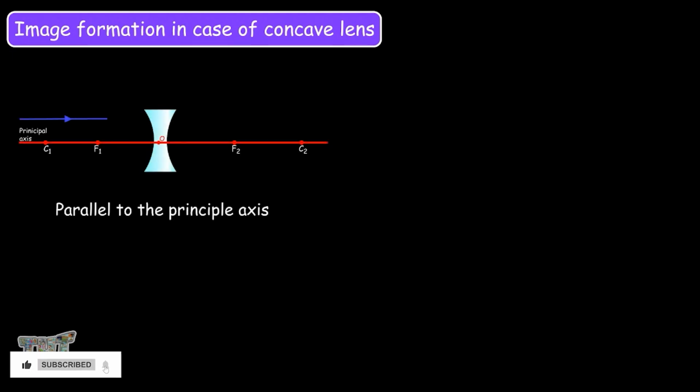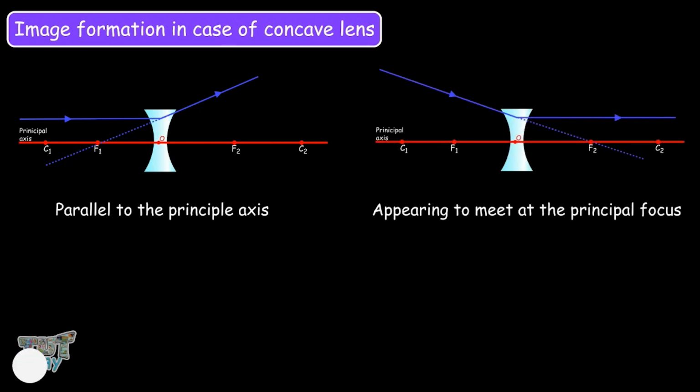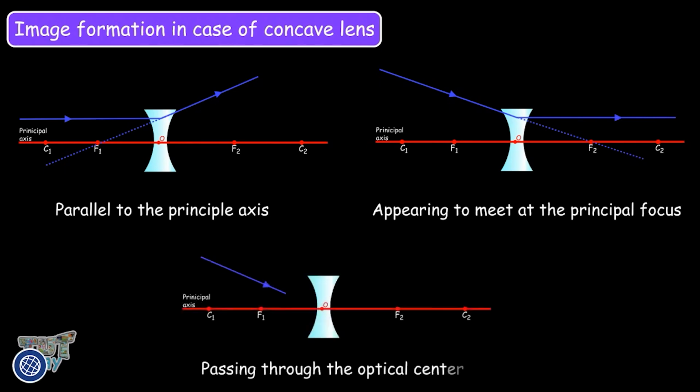We will consider three rays. A ray of light parallel to the principal axis. After refraction, this ray will appear to diverge from the focus. A ray of light directed towards the focus will emerge parallel to the principal axis. Finally, a ray of light passing through the optical center will emerge without any deviation.